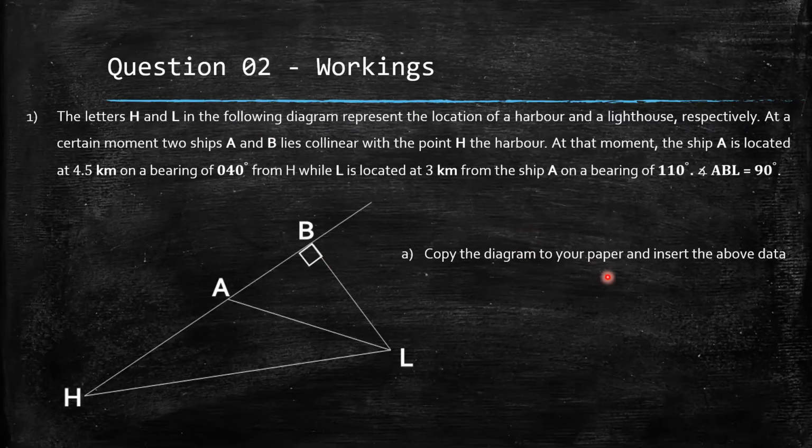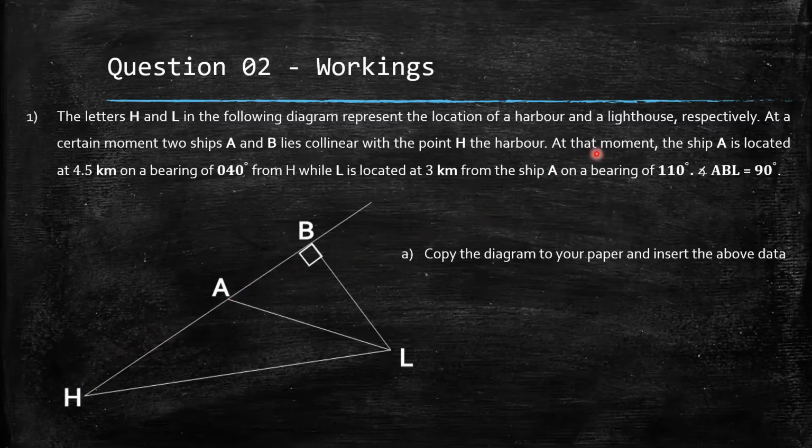Now let's see each sentence one by one. It says the letters H and L in the following diagram represent harbor and lighthouse. So this will be the harbor, this will be my lighthouse. And at a certain moment, two ships A and B. So these are two ships. They lie collinear with point H, which is the harbor. Collinear means all these 3 points H, A, B lie on the same line. That is why it says collinear. So same straight line, you can see.